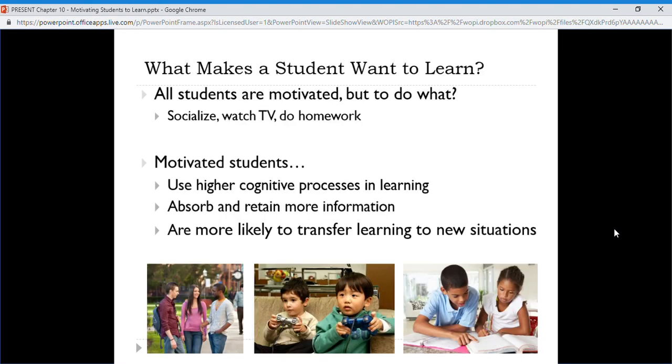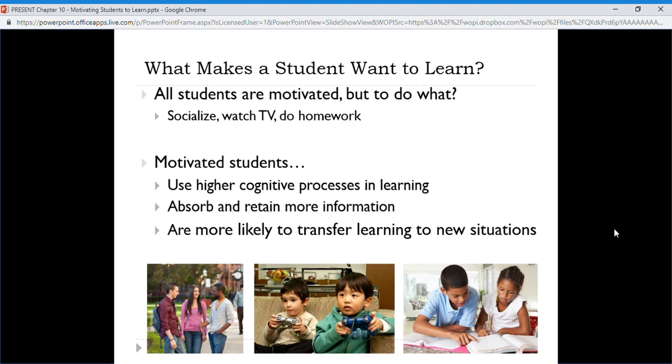So what makes a student want to learn? We know that motivation drives behavior. We want our students to be motivated because that will then drive their good habits of being a good student. So it will drive their behavior of studying, of participating in class, of doing their homework, and just doing overall generally well in the classroom.